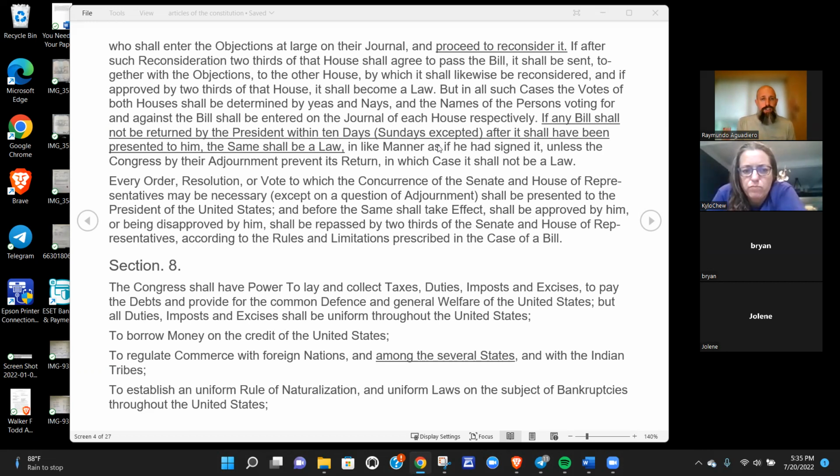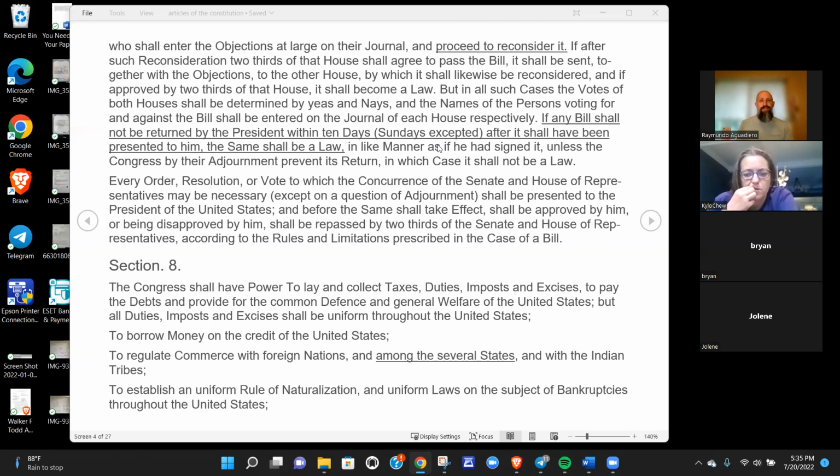Every order, resolution, or vote to which the concurrence of the Senate and the House of Representatives may be necessary, except on a question of adjournment, shall be presented to the President of the United States, and before the same shall take effect, shall be approved by him, or being disapproved by him, shall be repassed by 2/3 of the Senate and House of Representatives, according to the rules and limitations prescribed in the case of a bill.